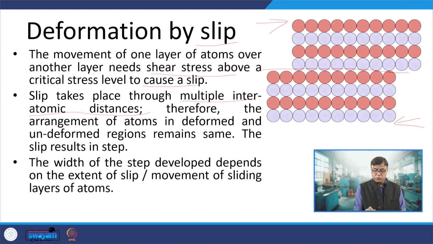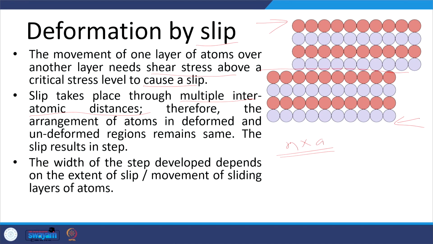Slip takes place through multiple interatomic distances. So if the interatomic distance is say a, then the slip will be n times a. So it will be in multiples of the interatomic distance, not a fraction of the interatomic distance. Therefore, the arrangement of the atoms in the deformed and undeformed regions remains the same. Whatever arrangement is here, the same we can see in the undeformed and deformed regions.